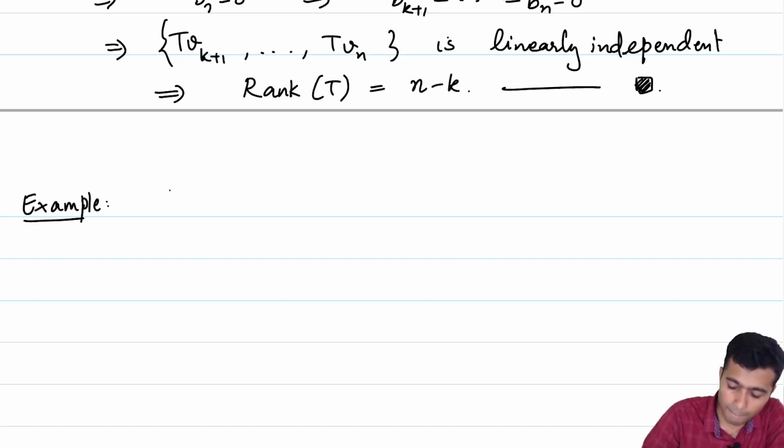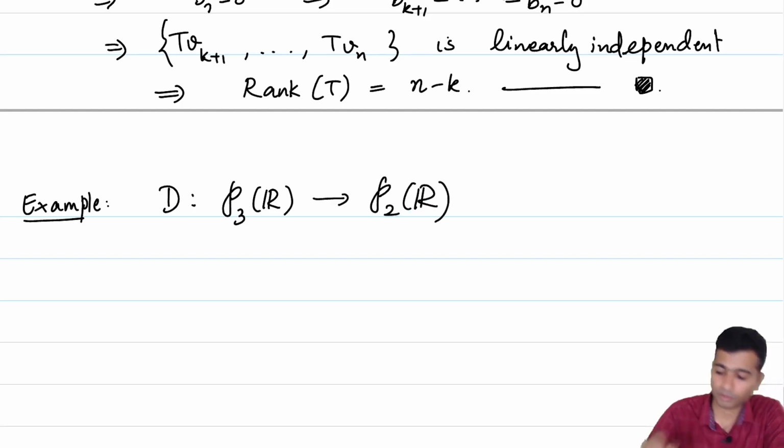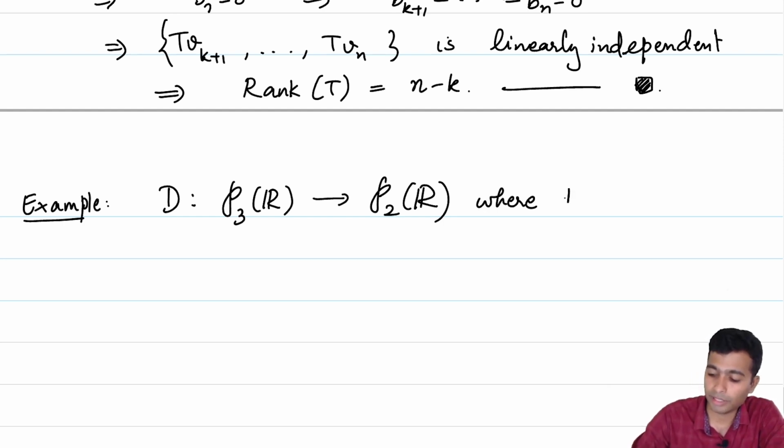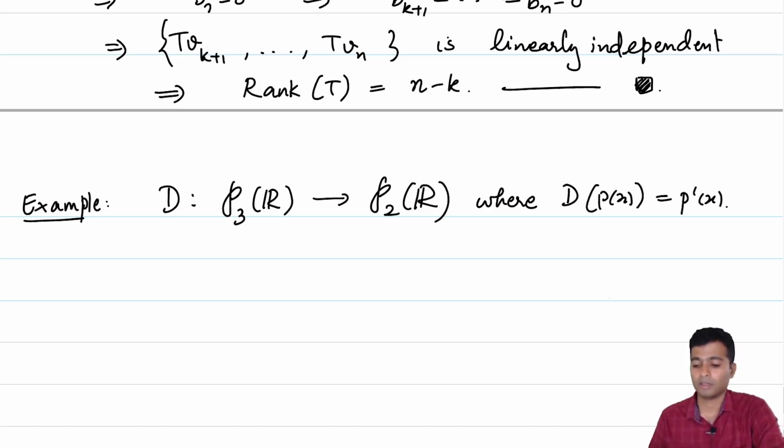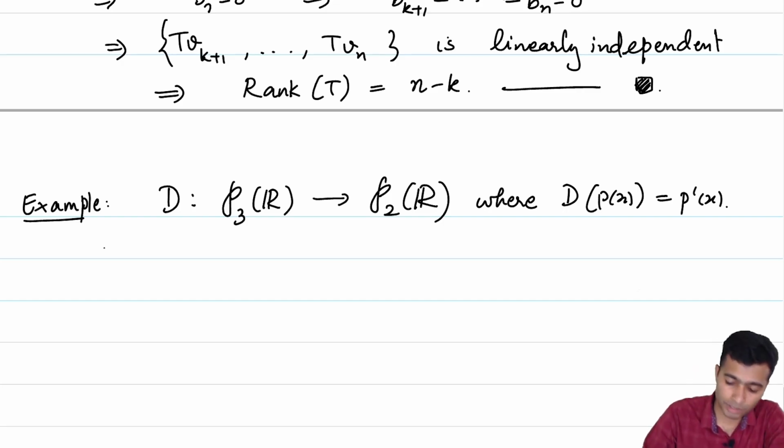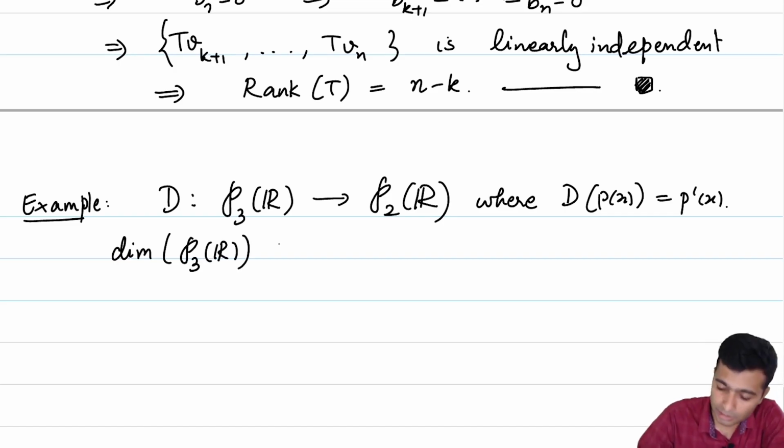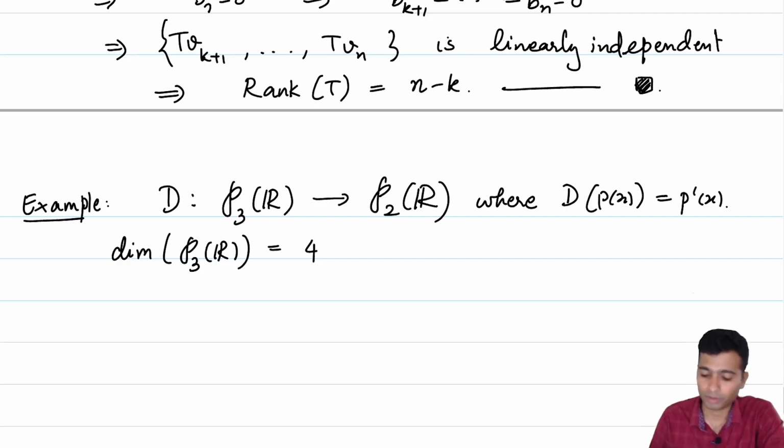So let D be the map from P3(R) to P2(R), where D is our differentiation map, D(p(x)) = p'(x). Then observe what is happening. The dimension of our P3(R), we needed it to be a finite dimensional vector space. In this case, this is equal to 4.